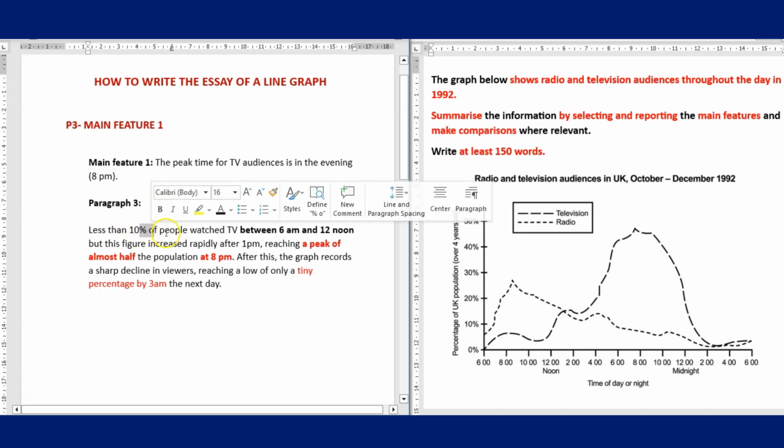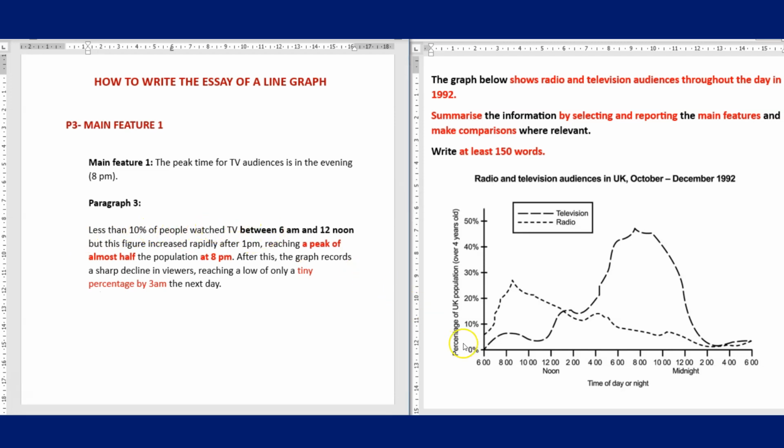Less than 10% of people watch television between 6 a.m. and 12 noon. So you can see, just taking from this point. So we took it from this point, right? And we said less than 10%. So here is 10%, and you can see that between 6 a.m. and 12 noon, it was less than 10%, right? So that is it.